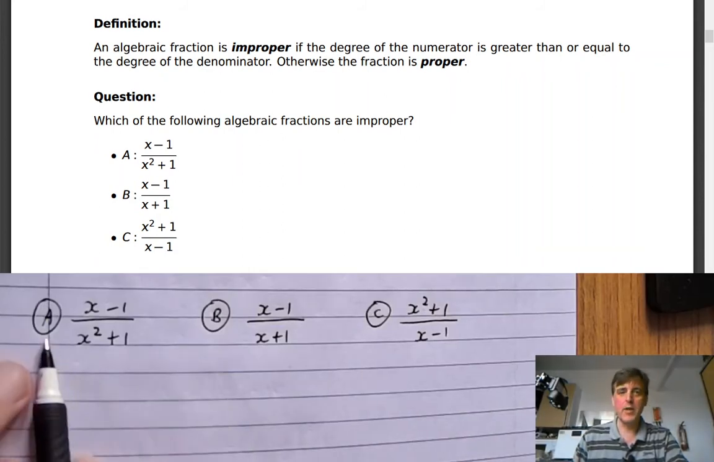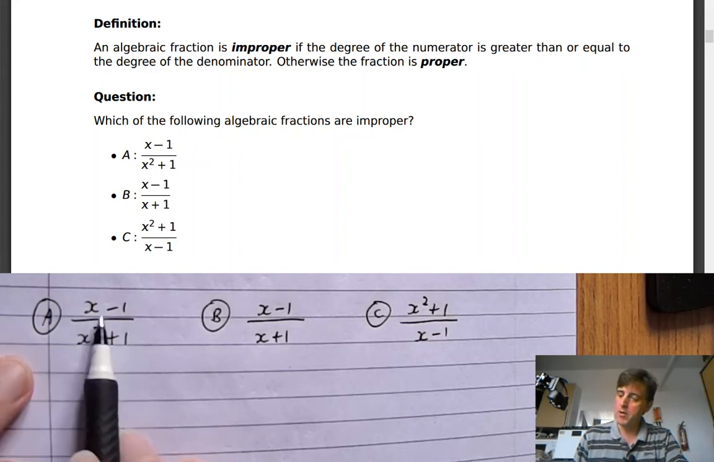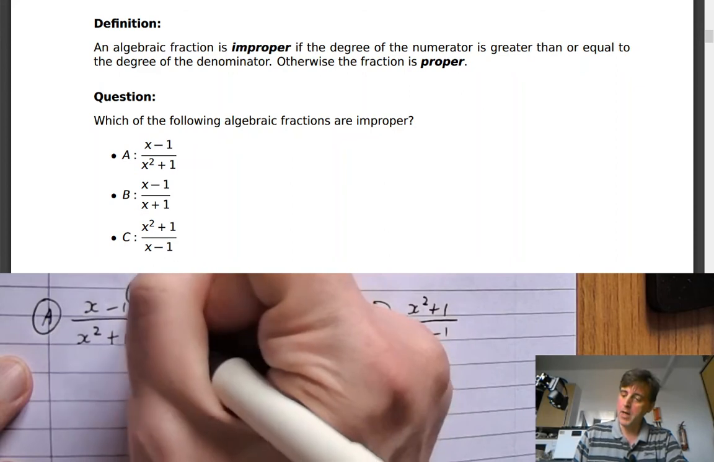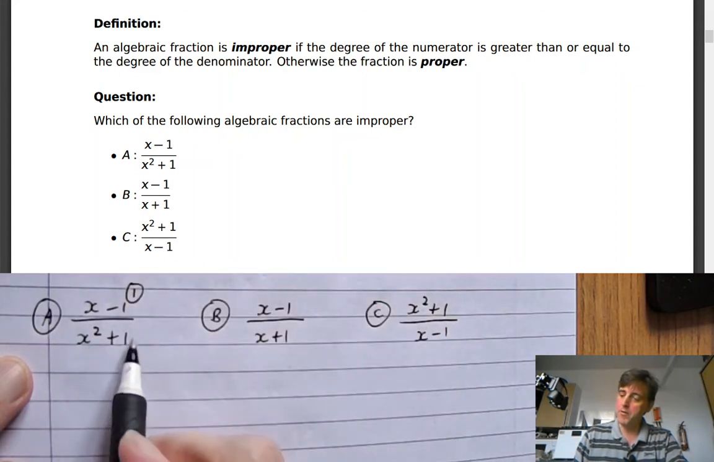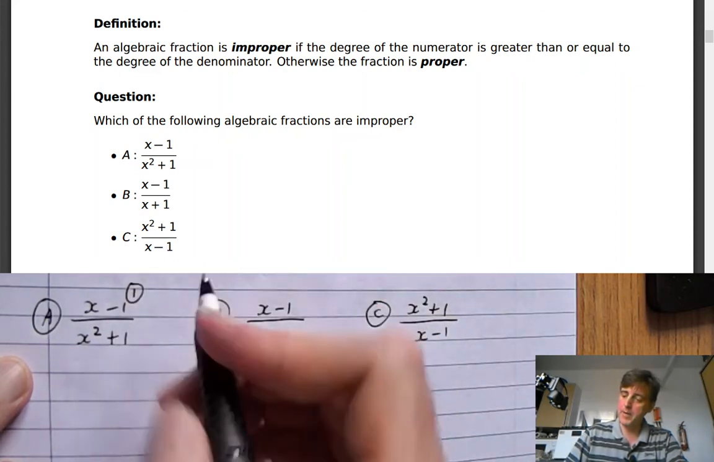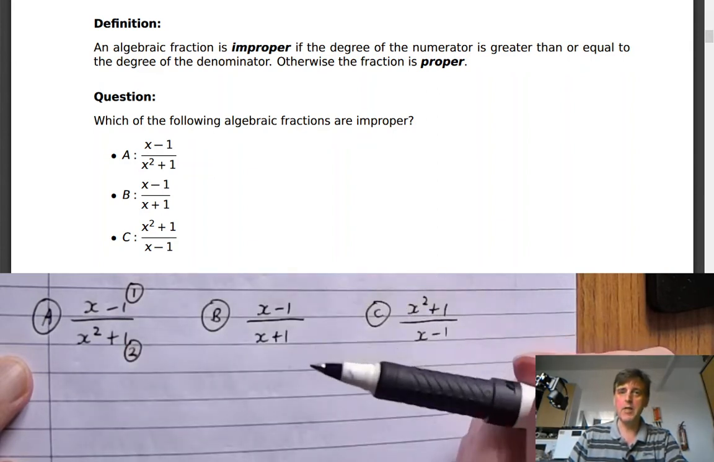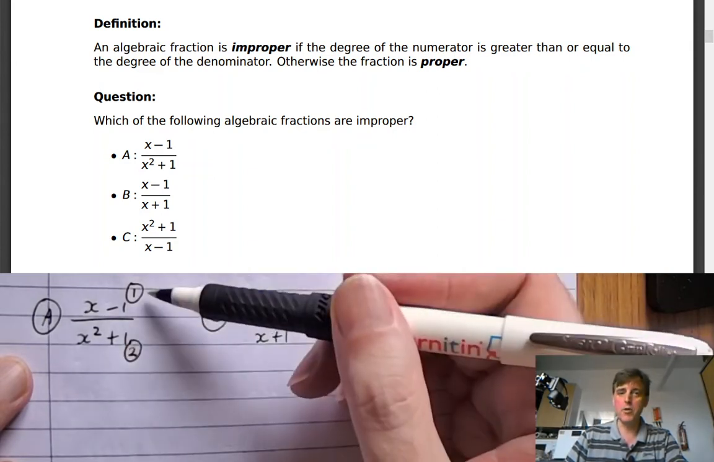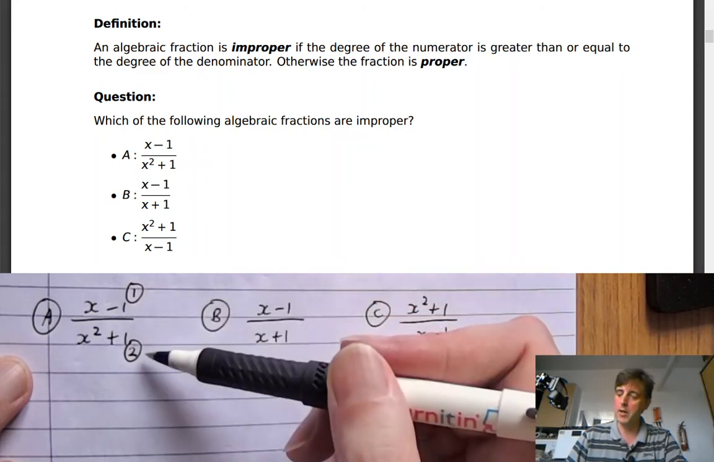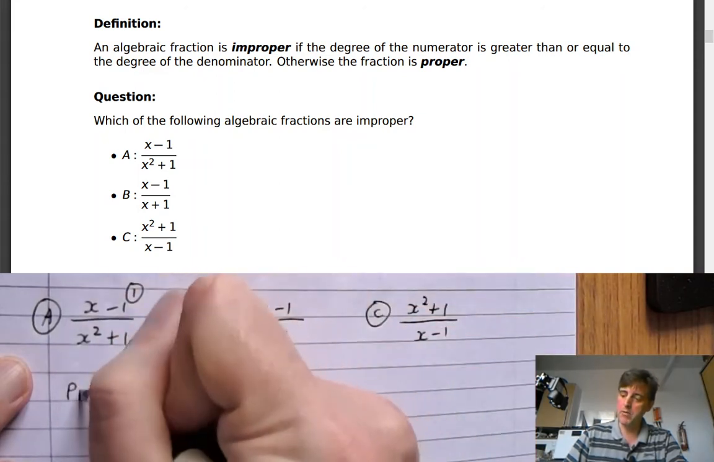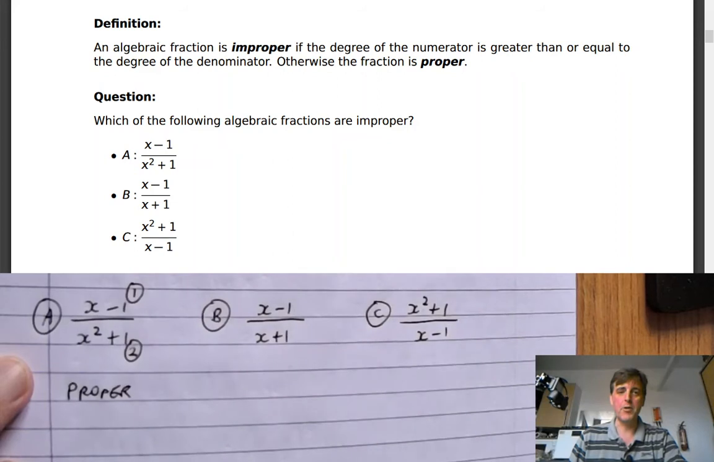So what about fraction A? Well, the degree of the polynomial in the numerator here is degree 1. Now the degree of the quadratic on the bottom of the fraction, in the denominator, is degree 2. So that means that the degree of the numerator is not greater than or equal to the degree of the denominator. This is a proper algebraic fraction.